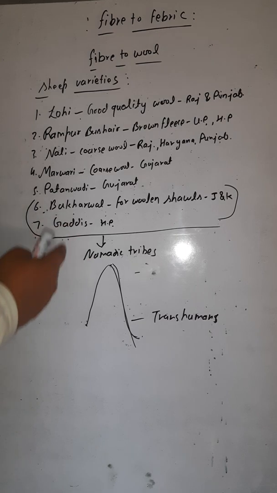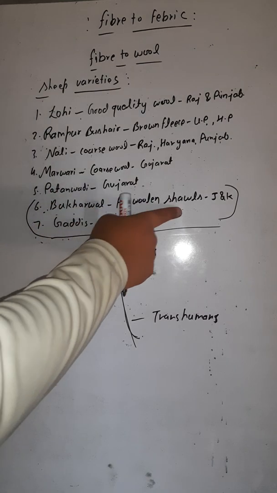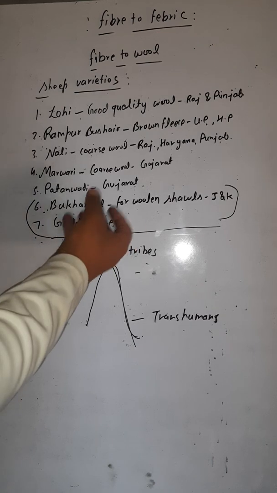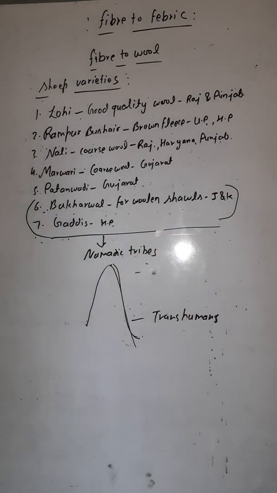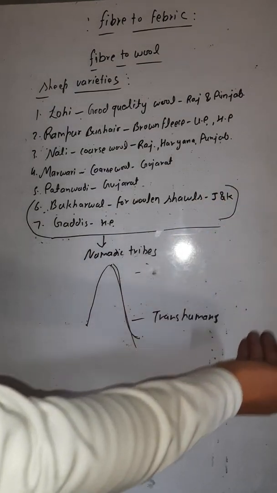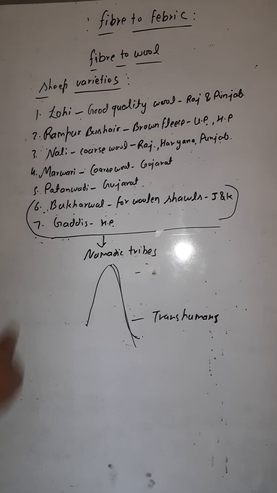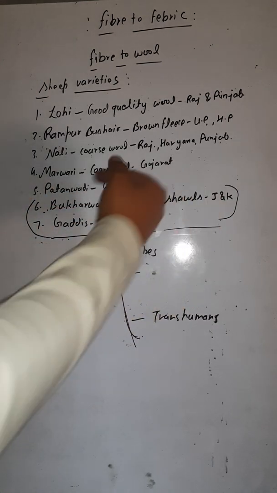So these are basically the tribes, Bakarwal and the Gaddis. They are also rearing sheep from which we are getting a special kind of fiber, from which we make the woolen shawl. Especially the Bakarwal tribe is famous in Jammu and Kashmir, and in hill areas of Himachal and Uttarakhand also. Then you have another tribe, the Gaddis, in Himachal Pradesh. So these two are the nomadic tribes.